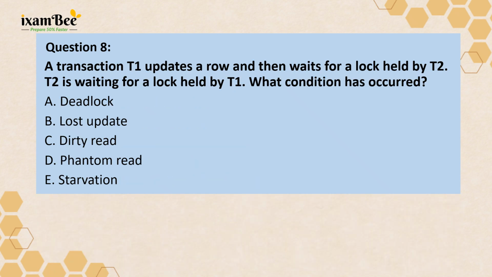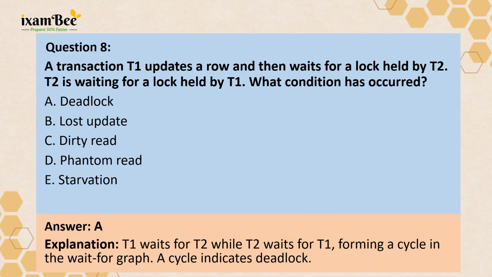Now in this question, a transaction T1 updates a row and then waits for a lock held by T2. T2 is waiting for a lock held by T1. What condition has occurred? The answer here is A, which is deadlock.